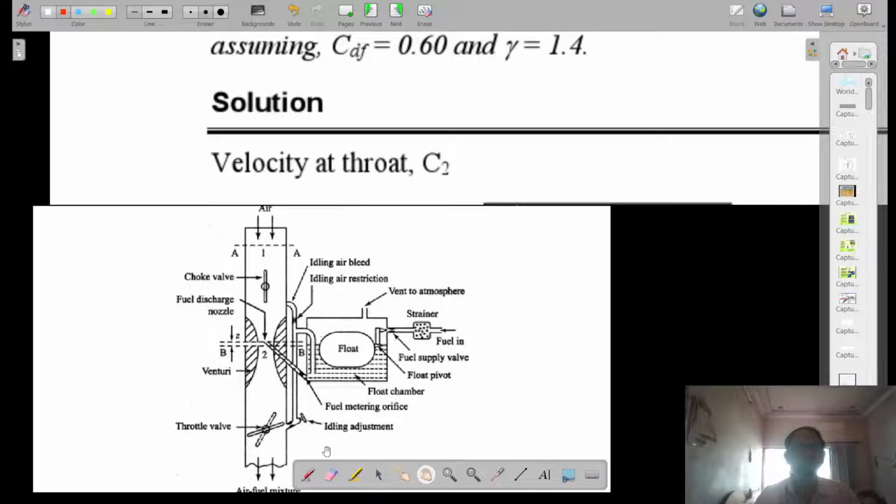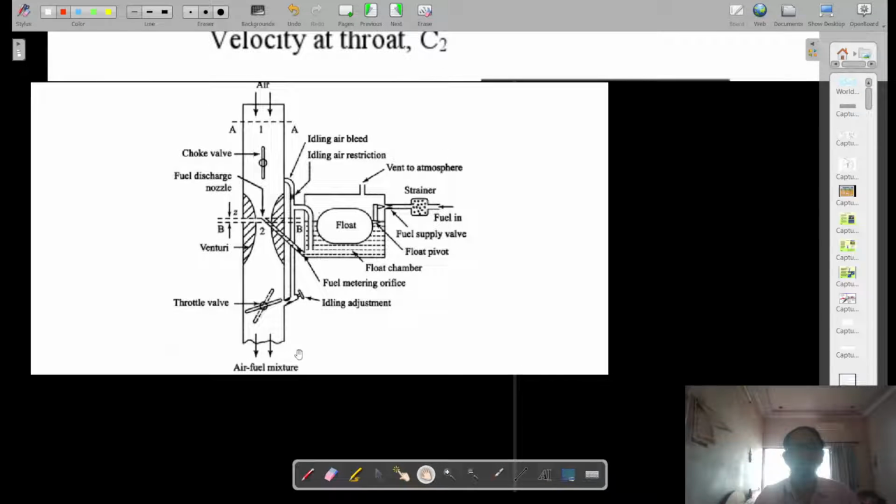During the suction stroke, vacuum is created inside the cylinder. Generally, this part is connected to the engine. This is actually the inlet part of the engine, where it is being connected.